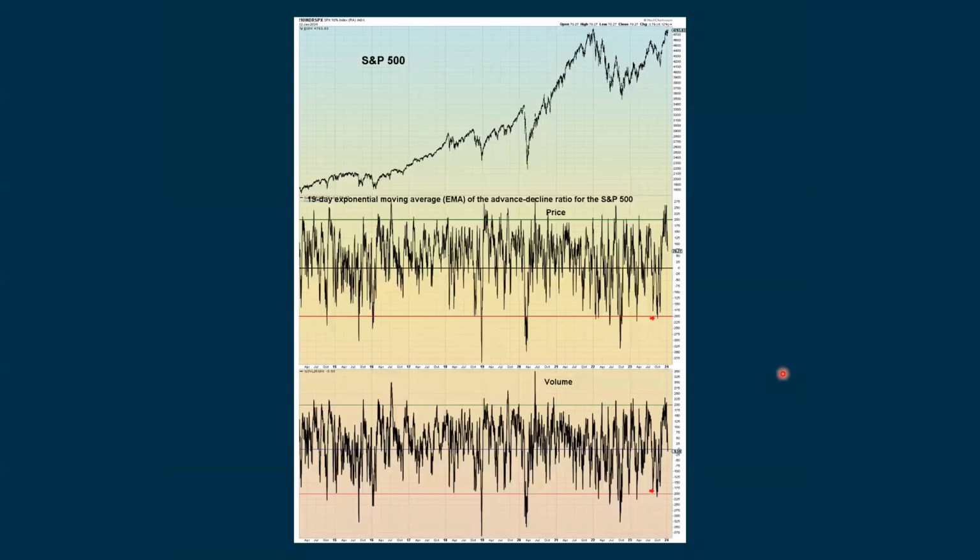Then we look at a 19-day exponential moving average of the advance decline ratio for the S&P 500. Back in late 2023, we were getting extreme readings based on price as well as volume, and now we've been coming down. But we're still positive, at least based on price, because we're above zero. We're starting to drop below zero based on volume, and that's what we're seeing right now. We're seeing volume really lead things a little bit more negative than what we're seeing in price, and that's another area that we're keeping an eye on, and I'm trying to bring that up in every daily video because that could eventually come in and really bite the market.